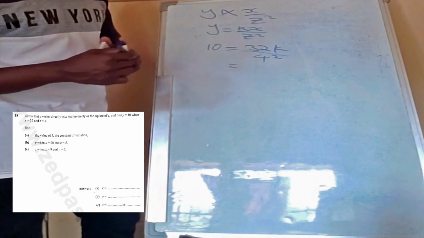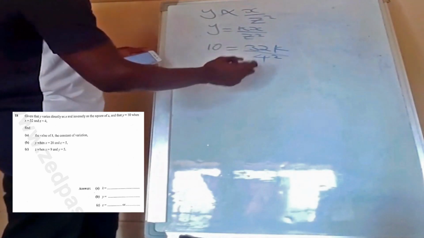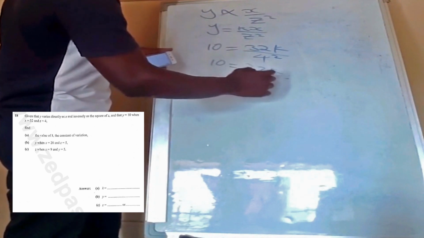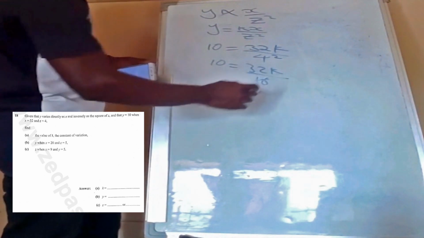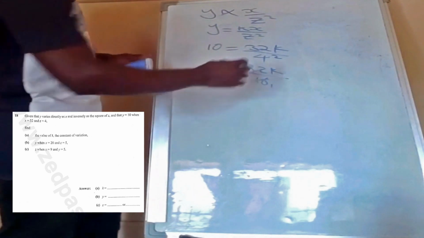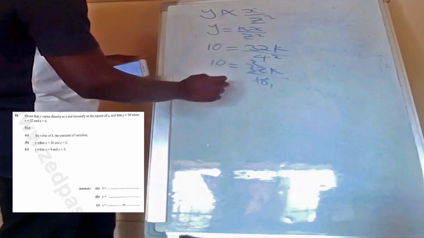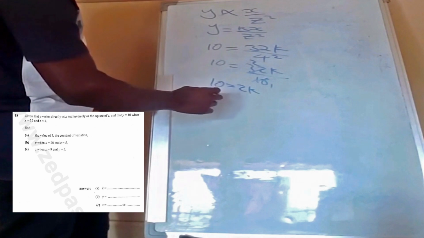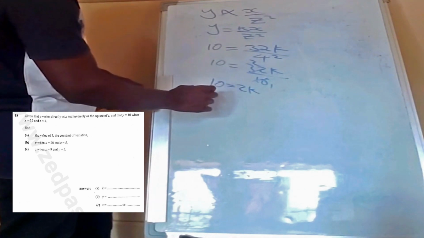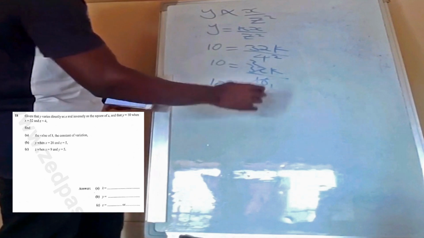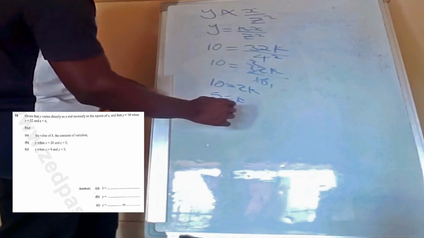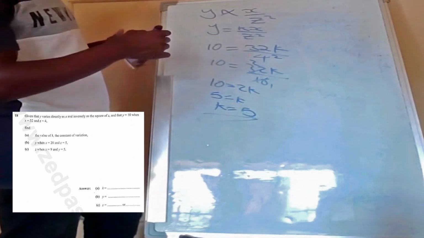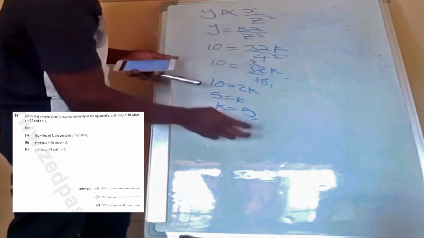Okay, now what is 4 squared? 4 squared is 16. So we've got 10 equals 32k over 16. 16 can go into 32 how many times? Twice. So we've got 2k, so 10 equals 2k. 10 divided by 2 will give us 5, so 5 equals k. Therefore k, our constant of variation, is equal to 5, and you're done with question number 18a.